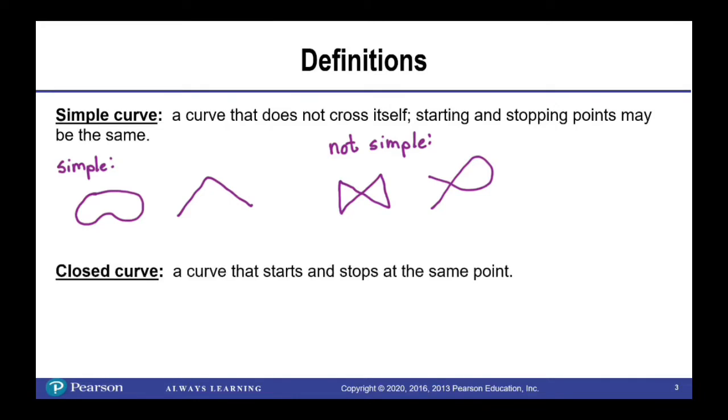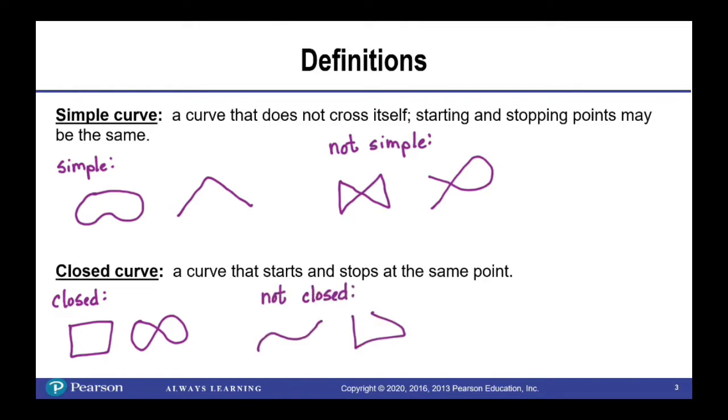A closed curve is a curve that starts and stops at the same point, such as these two curves. These two curves are not closed because they do not start and stop at the same point.